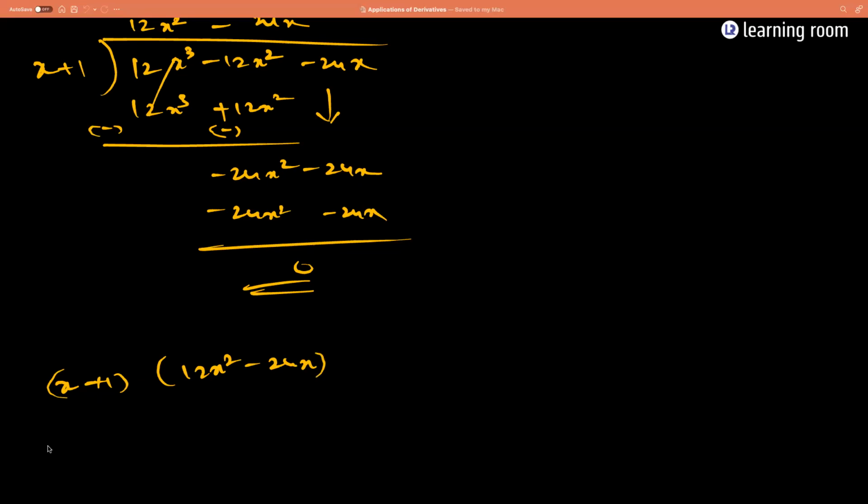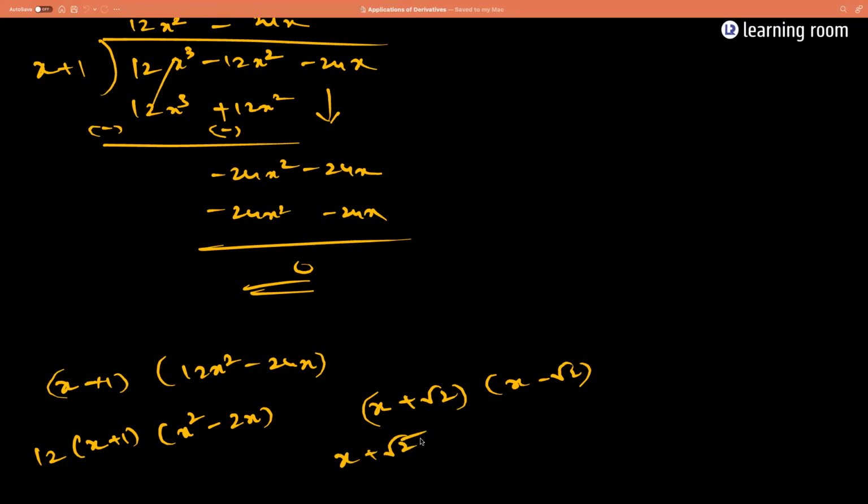Correct. If we equate it to 0, I have to take it out. By any chance, did you do this x square minus 2x? Did you write it as x plus root 2 into x minus root 2? That is a mistake, because it is x plus root 2x into x minus root 2x. Because this is not 2, it is 2x. Got it.